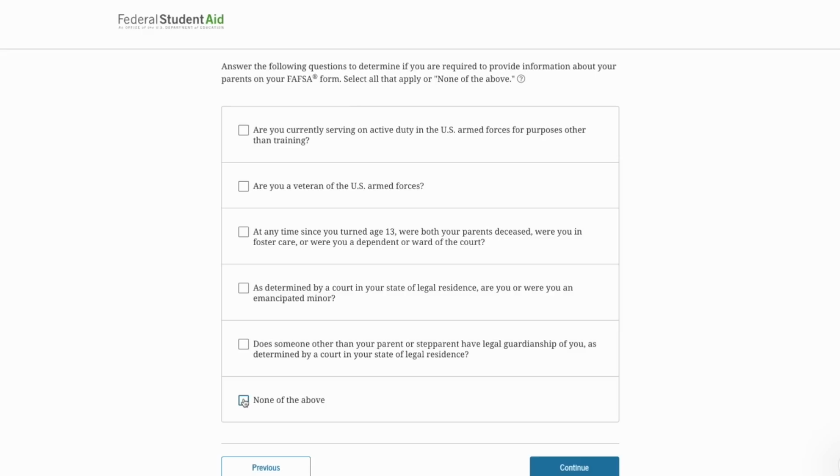The fourth question asks whether a court in their state of residence determined that they were an emancipated minor. And the final question that can be relevant for some students is whether they're under court-appointed legal guardianship under an adult other than their parent or step-parent. If none of these apply to you, choose none of the above.